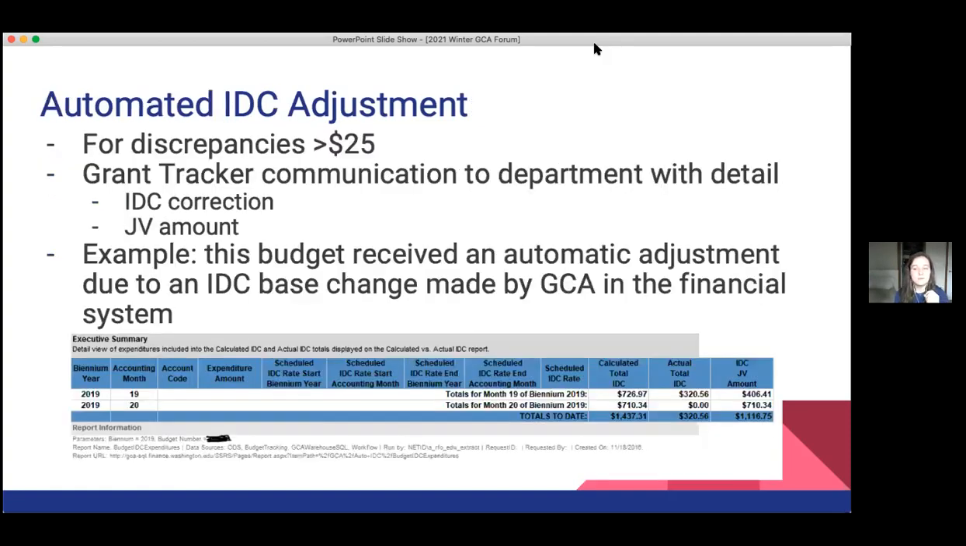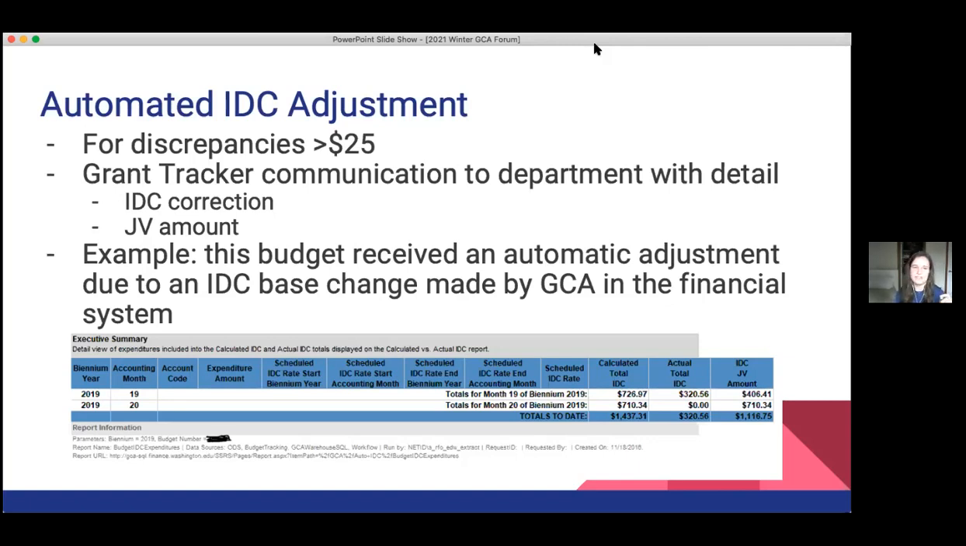You may receive a report that looks like this via Grant Tracker. This is generated by our system from an automated IDC adjustment. If an IDC discrepancy greater than $25 is found, a JV will automatically generate. A Grant Tracker note is sent to your department with the details. And you can see the calculated total IDC here versus the actual total IDC, which is what had posted in MyFD, and then the IDC JV amount. And so that reflects the JV that was posted with this adjustment.